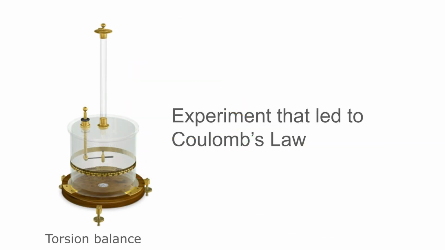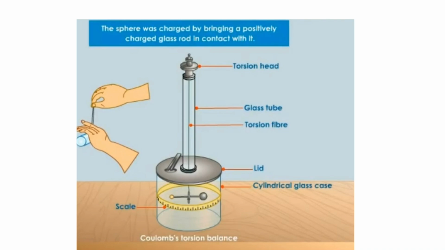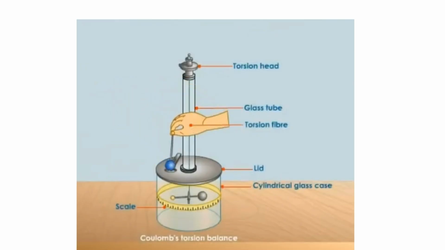Coulomb conducted experiments to measure the force between charges using a torsion balance. So this is a torsion balance. It is a very sensitive instrument, and it consists of a horizontal rod suspended by a thin wire, and a small charged sphere. When we take the sphere and rub it with another object, the sphere will be charged. When we place the sphere back into this torsion balance, we can find that the two spheres start to repel each other, because similar charges repel each other, and the deflection can be measured from the scale which is on the body of the cylindrical glass case.